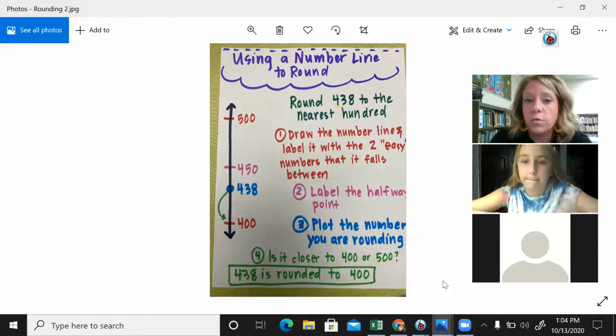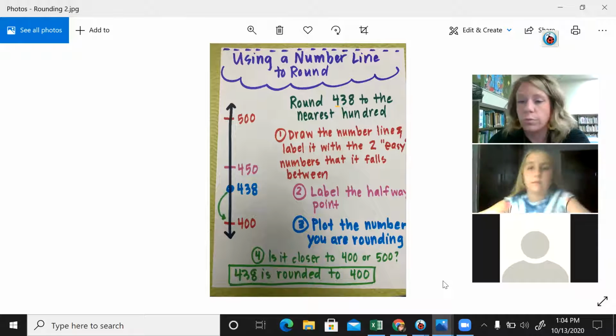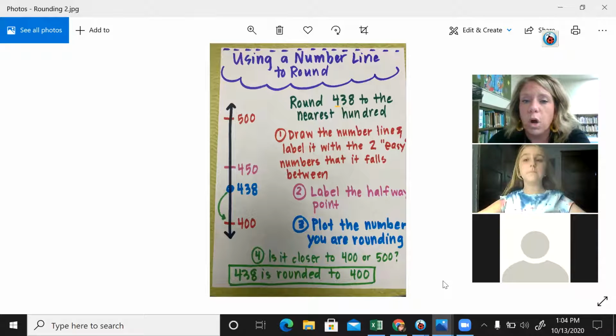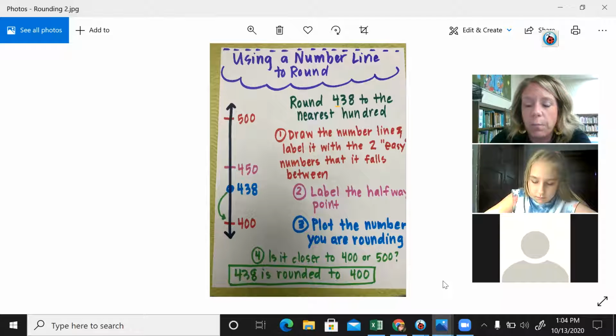On each of those, we're going to be using these 4 steps to practice rounding. So we're going to draw a number line and label it with the 2 easy numbers that it falls between. Then we're going to label the halfway point. Third, we'll plot the number we're rounding. And then we'll decide which easy number is our original number closest to.